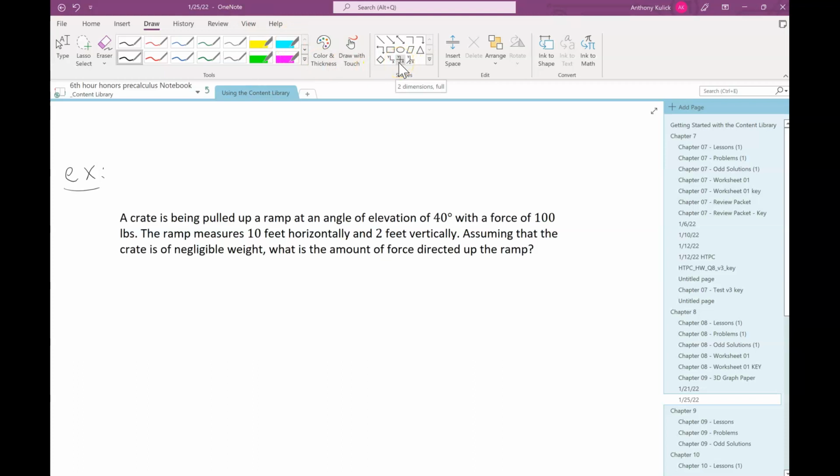So here we have a crate being pulled up a ramp at an angle of elevation of 40 degrees with a force of 100 pounds. The ramp measures 10 feet horizontally and 2 feet vertically. Assuming the crate is of negligible weight, meaning there is no gravity vector involved, what is the amount of force directed on the ramp? So again, I'm going to start by drawing a picture. What are my two vectors going on here?